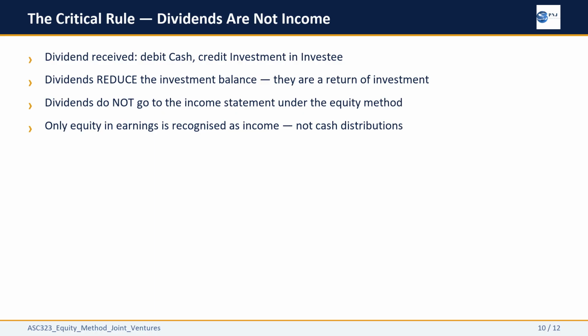Watch out for this one, it trips up even experienced accountants. Under the equity method, dividends are not income. When the investee declares and pays a dividend, you debit cash and credit the investment account. The investment balance goes down. Nothing hits your income statement. The logic is straightforward once you understand it. You already recognized your share of the investee earnings through equity in earnings when the investee earned the money. When it pays a dividend, it is just returning some of that value to you. Recording it as income again would be double counting. This is one of the sharpest contrasts between the equity method and the cost method.